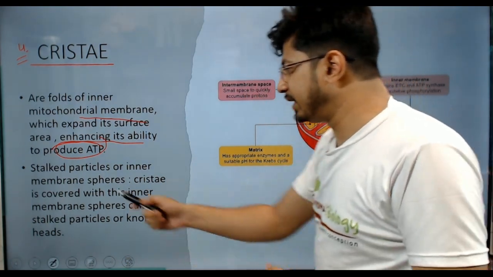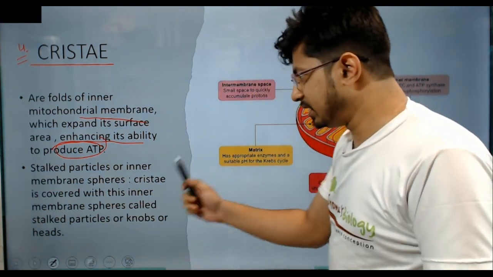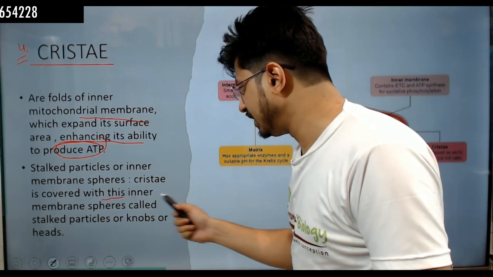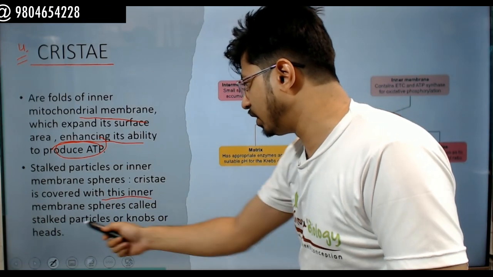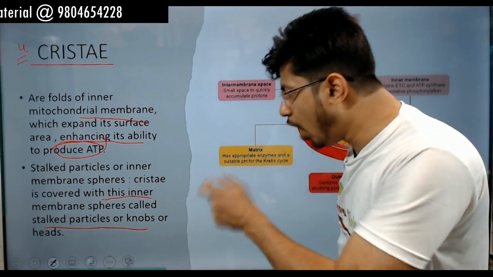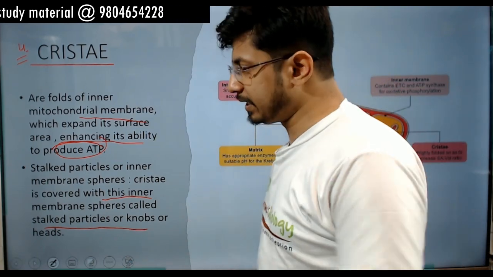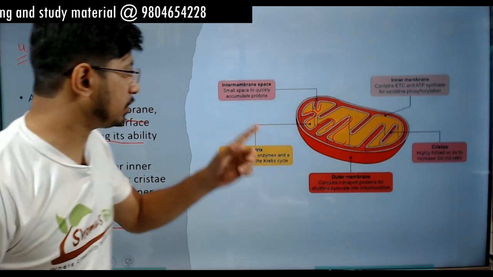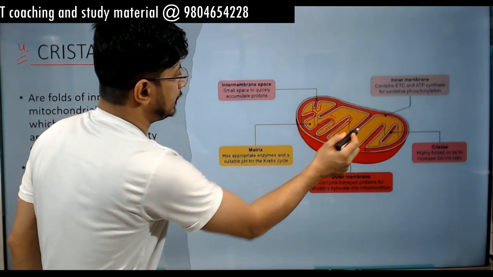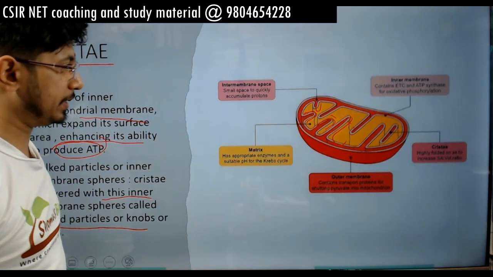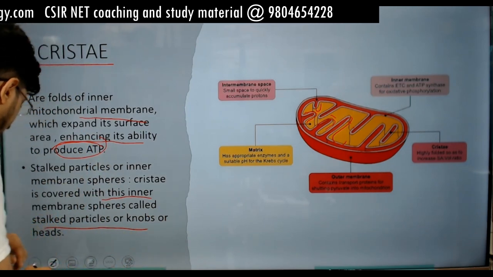Stalked particles are inner membrane spheres. Cristae is covered with these inner membrane spheres called stalked particles or knobs or heads. So basically these are knobs or heads. There are stalked particles that are present here, and they are known as knobs or heads basically. Okay, you don't need to understand further about it.